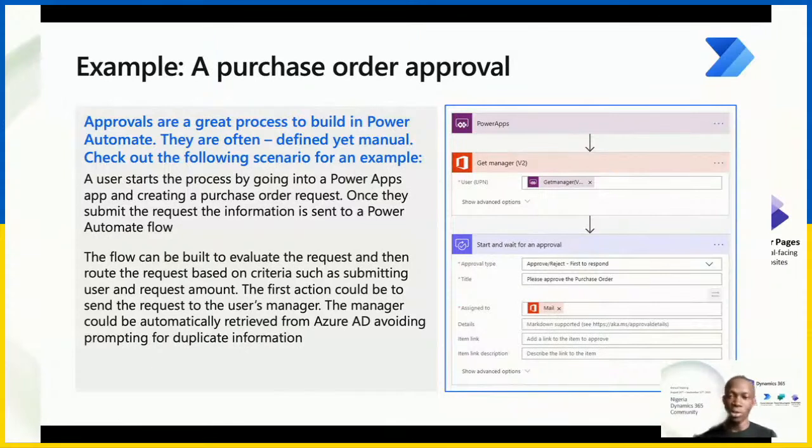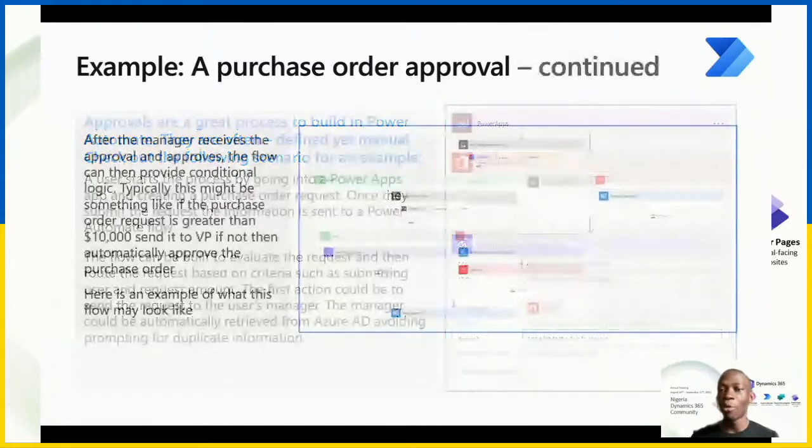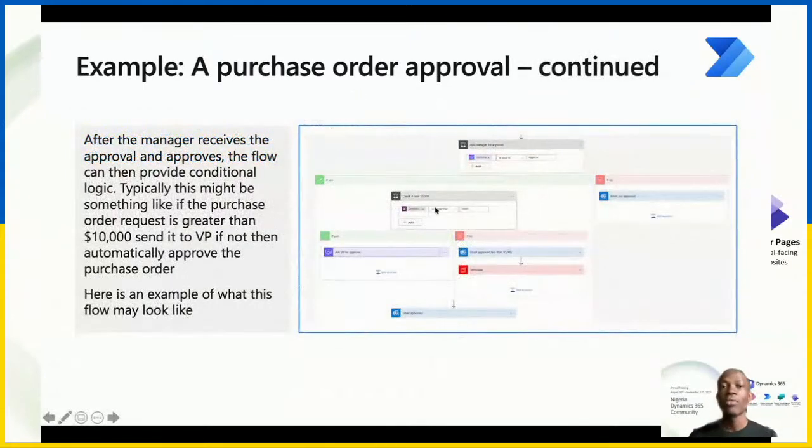So that's one of the functionalities, that's what this card is meant for. And based on the retrieved information, you can avoid prompting. You can get it from the AD. So you can do specific tasks for that. So these are another type of flow. So a purchase order approval.